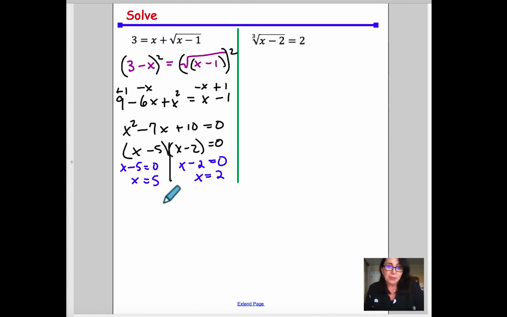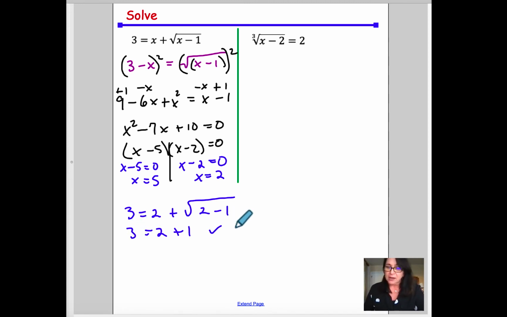So the first value I'm going to plug in is 2. So plugging in 2, I get 3 equals 2 plus the square root of 2 minus 1. Now, 2 minus 1 is 1. The square root of 1 is 1. 2 plus 1 is 3. 3 equals 3. Check, 2 works.